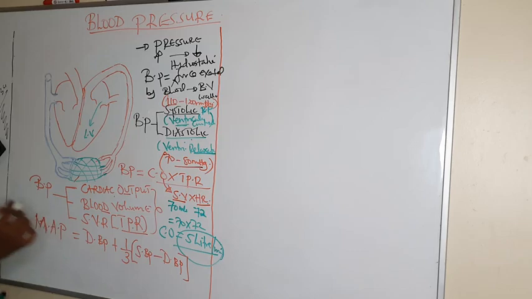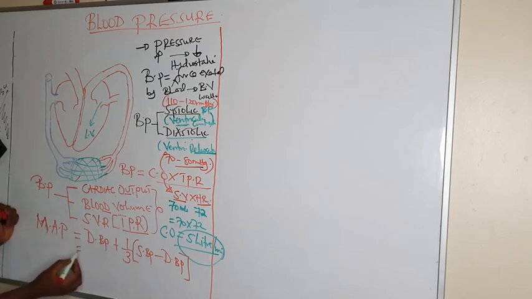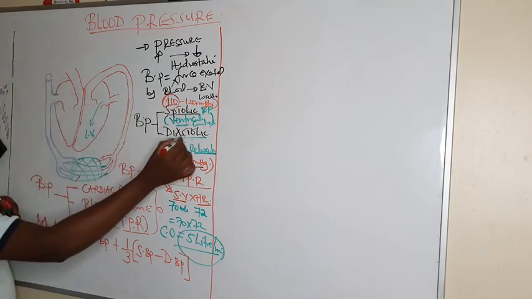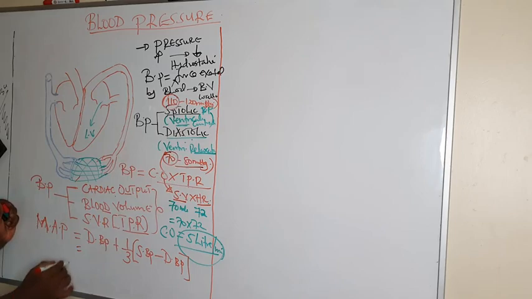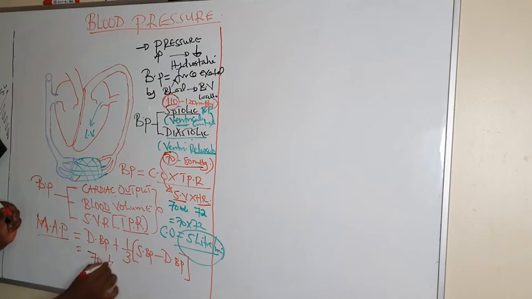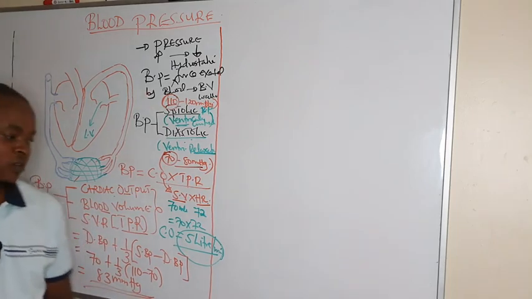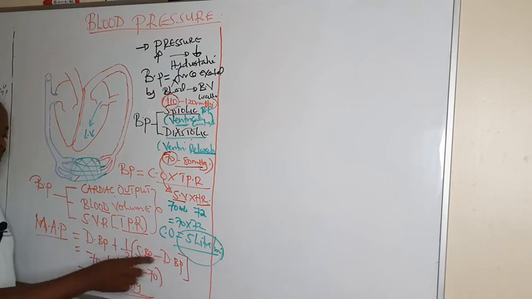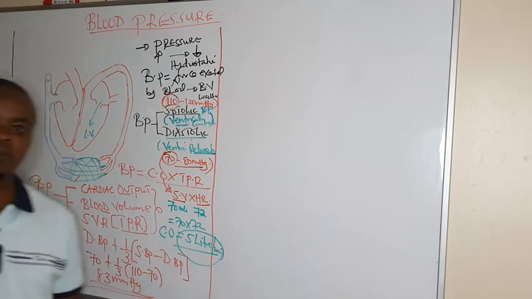For example, if we say that the systolic pressure is 110 millimeters of mercury and the diastolic pressure is 70 millimeters of mercury, the mean arterial pressure is equal to 70 plus a third of 110 minus 70, which gives about 83 millimeters of mercury. So this becomes the mean arterial pressure, whereby mean arterial pressure is equal to diastolic blood pressure plus a third of the difference between systolic and diastolic blood pressure.